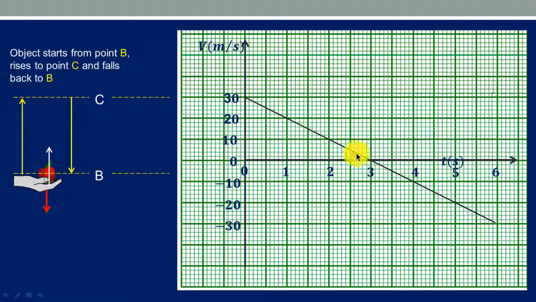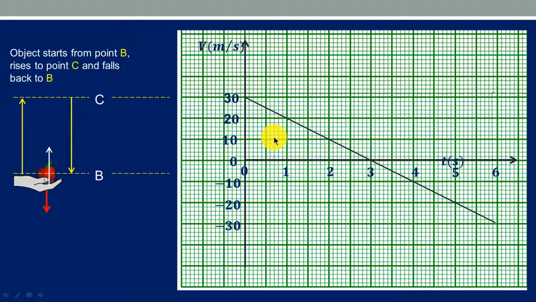For example, this area here is supposed to represent the displacement of the object from the thrower's hand to the maximum height, the whole of this triangle. The next triangle, which is here, represents the amount of displacement from maximum height back to the thrower's hand. If I work out this area, I'll get a positive value of 45 meters. When I work out this area, I'll get a negative value of 45 meters.